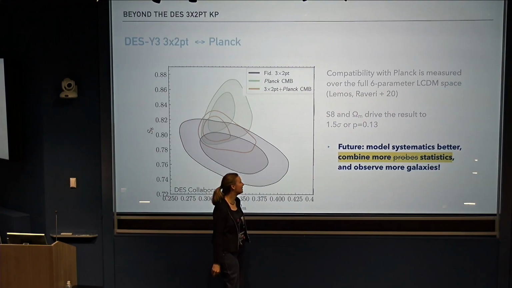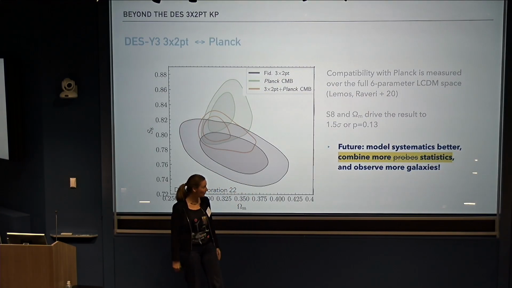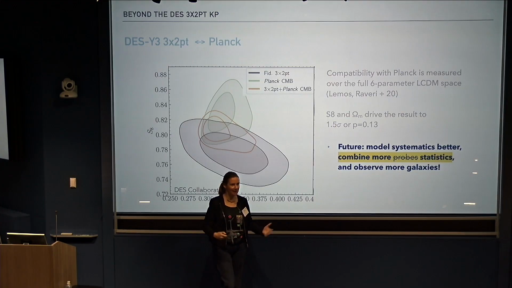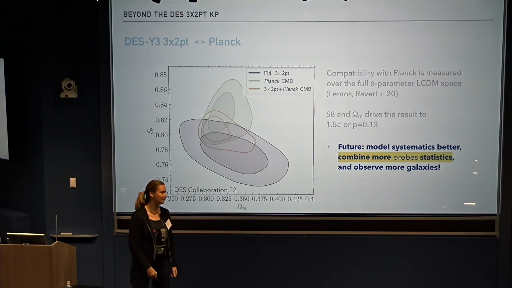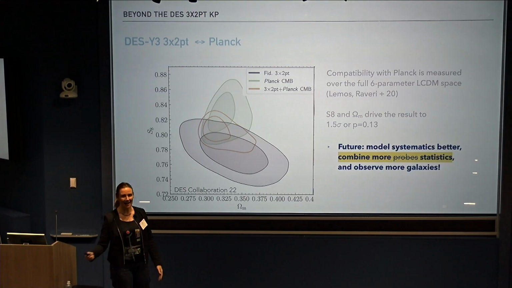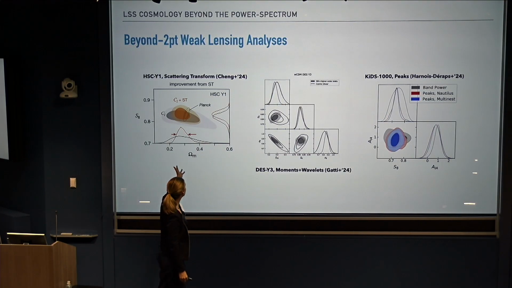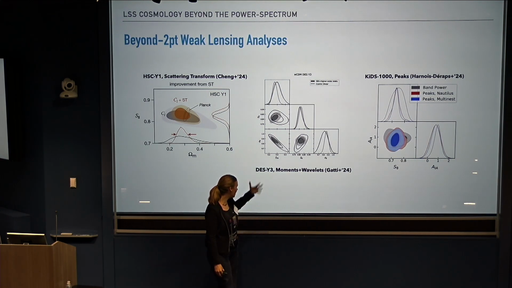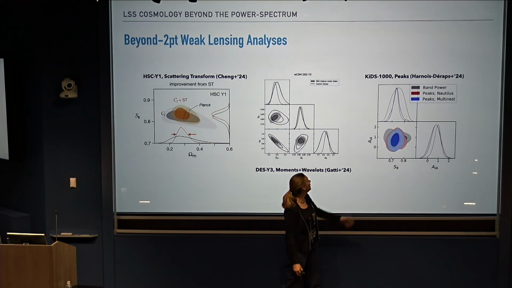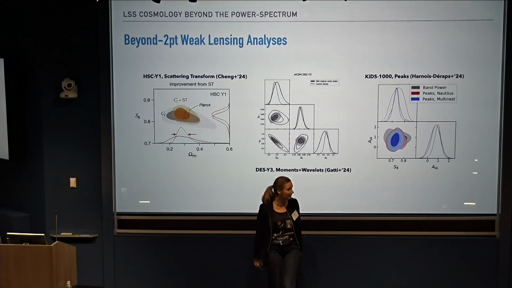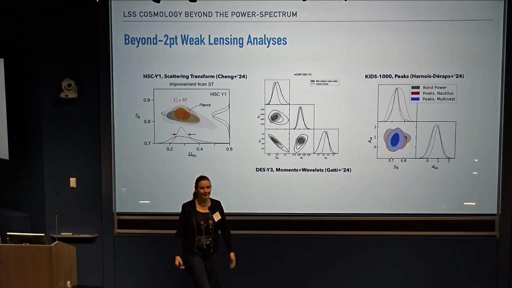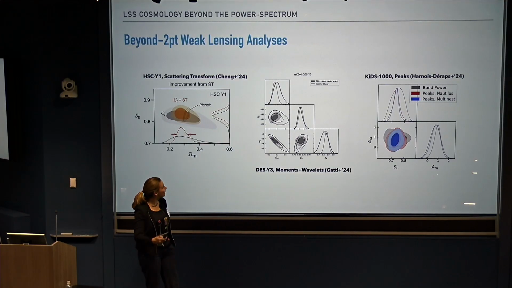Then the next direction, beyond doing more different probes, we can also look at different statistics of the same tracers that we've been already analyzing. And of course, that's a big topic. I will just flash here some contours from current generation lensing analyses. Of course, there's many more. But again, I thought I would show one example from HSC, in this case, the scattering transform, then from DES year 3, in this case I chose moments and wavelets, and peak statistics from KiDS-1000, where in each case you can see that adding these beyond 2-point function or beyond power spectrum statistics increases constraining power.